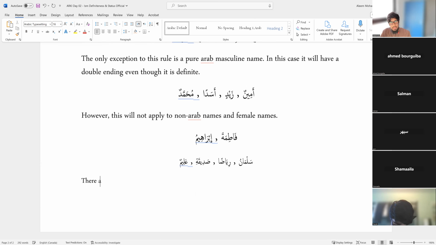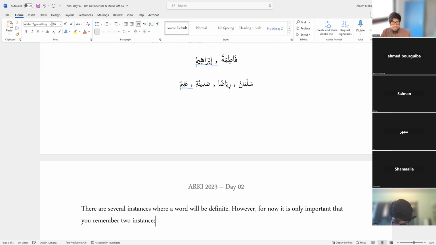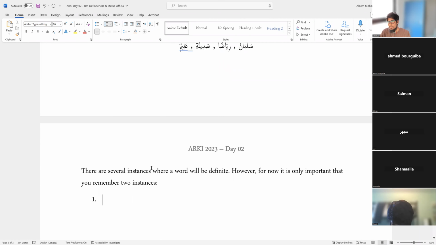Okay, so there are several instances where a word will be definite. However, for now, it is only important that you remember two instances. Does anyone remember the first instance? Yep, okay. When a word begins with al, we've seen that multiple times now. And the second instance, anyone remember? Good stuff.